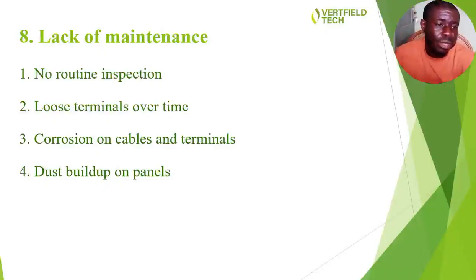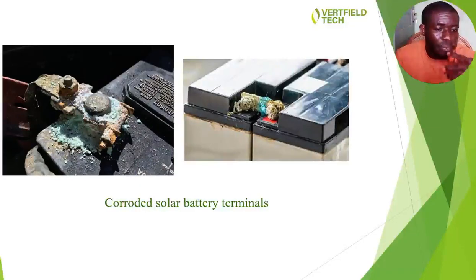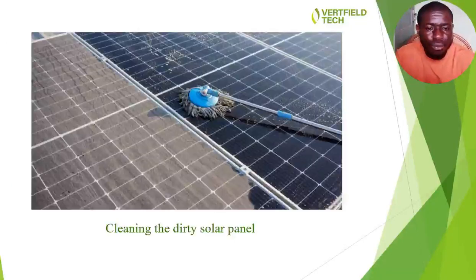That is, the battery terminals or even the cables connected to the battery terminals might be corroded, just as you can see here, corroded solar battery terminals. So once this happens, you also lose energy here. The system will be malfunctioning. The inverter system might be getting low voltage signals from this kind of battery system. But once you clean them up, you fire it up again, it becomes alive once again.